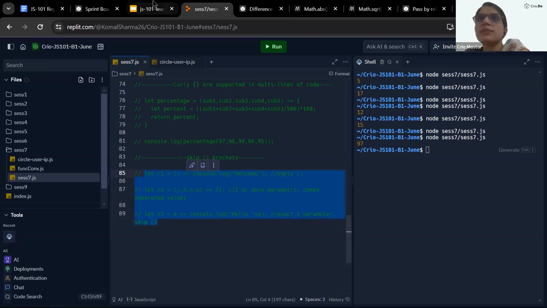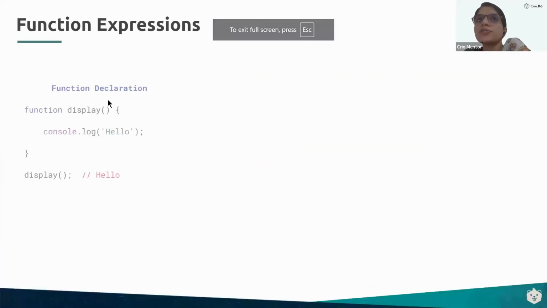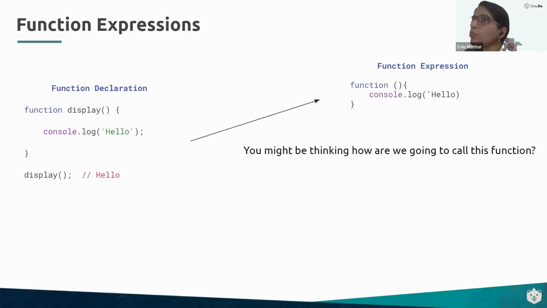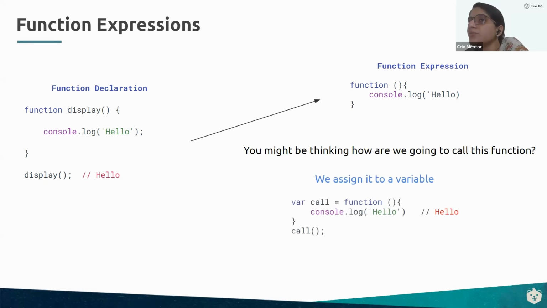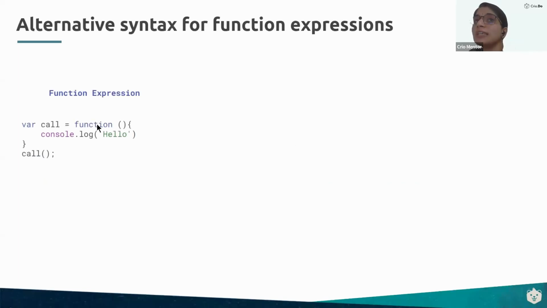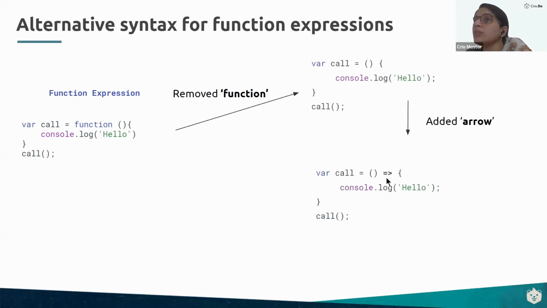Now, let's come back here and walk through the points. First of all, we had function declaration, which holds the keyword and a name. Then we came up with an idea to not have a name. So instead of a name, we just wrote the keyword, and to call it, we assign it to a variable. That became the function expression syntax. Then we came up with the idea to not even write that function keyword. So we removed that function keyword, just kept the parameters with the body, and added an arrow in between to make it an arrow syntax.